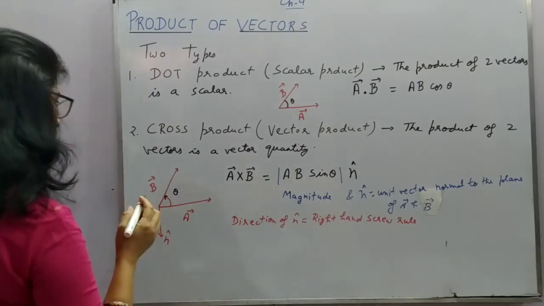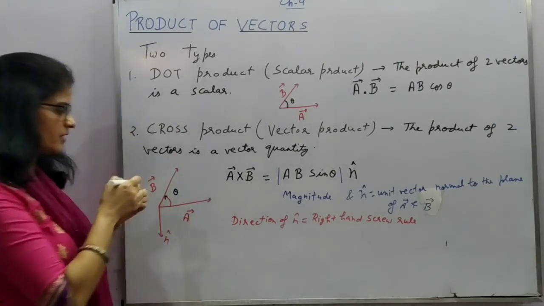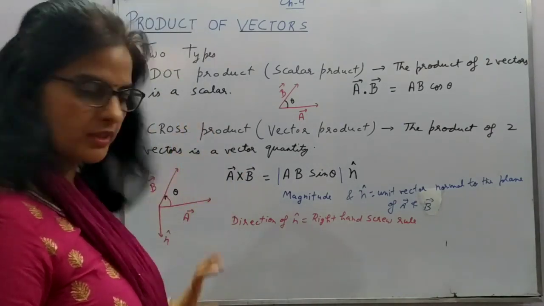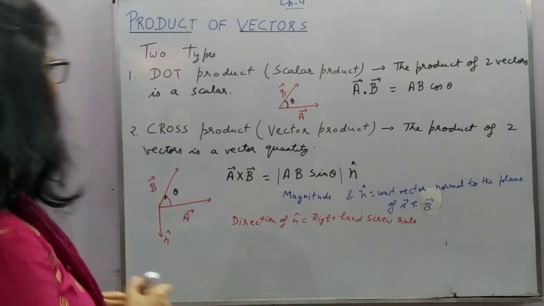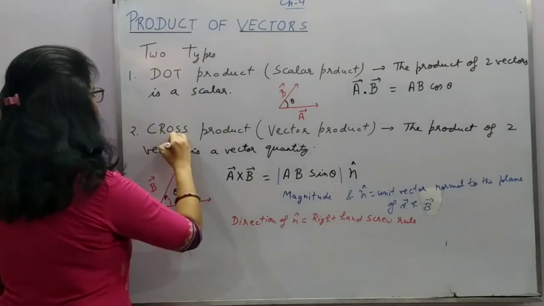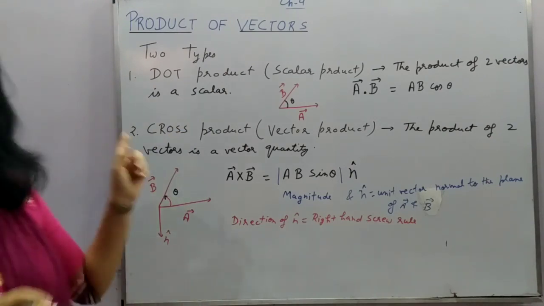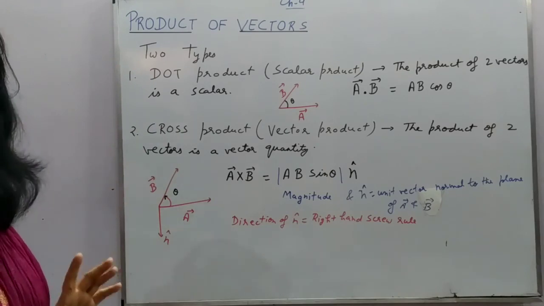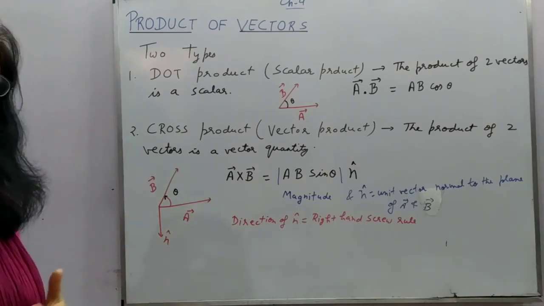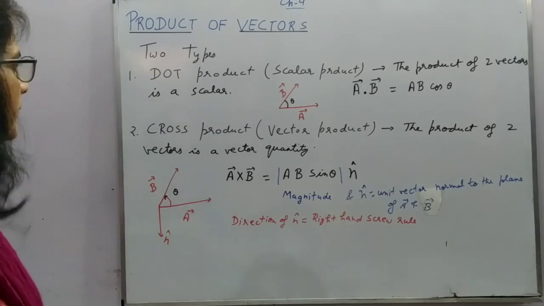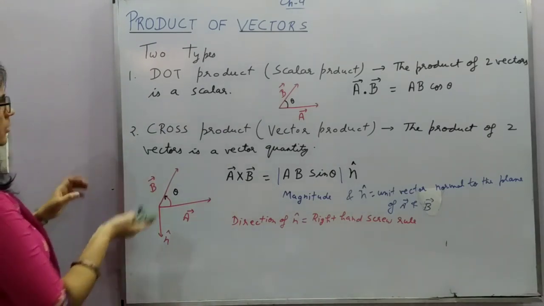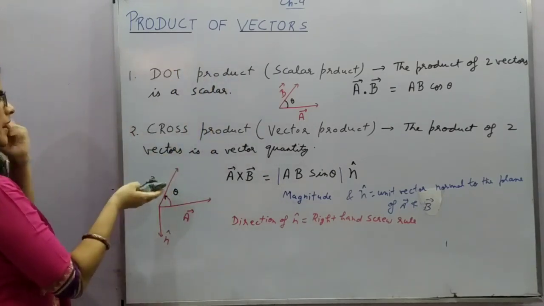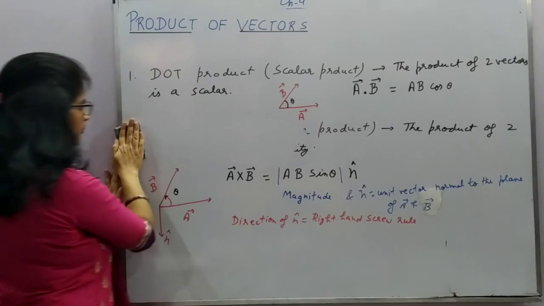So if I write B cross A, if I change the sequence, the direction of n cap will be reversed. That I'll tell you when I discuss this cross product in detail. But for now, we are concerned with what these scalar and vector products are. So these are the formulas and this is the basic definition. Now I'll take these vector products and scalar products one by one, right? So I'm first taking the dot product.